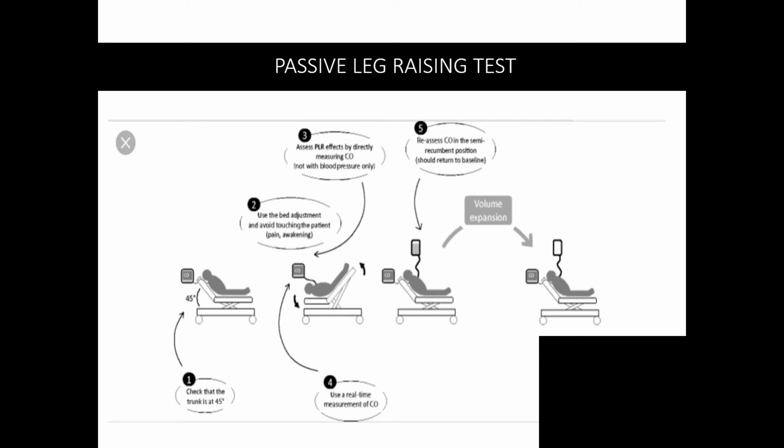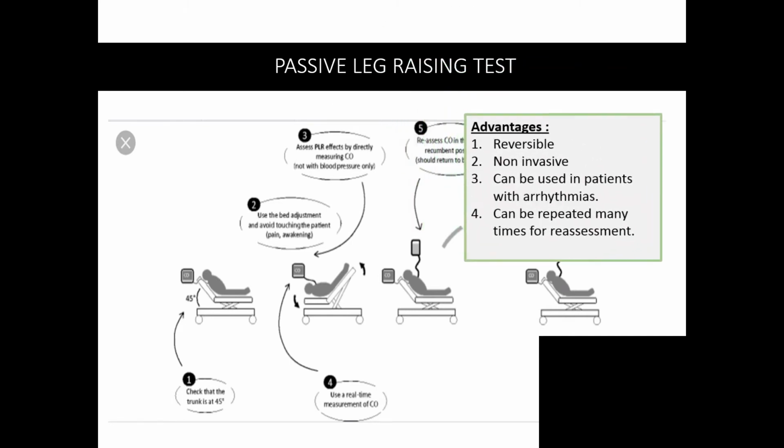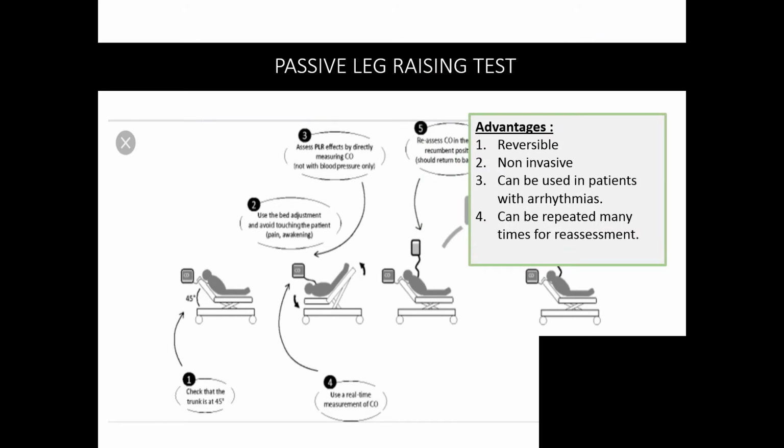It can be used with echocardiography or pulse contour analysis. Subsequently, reassess the cardiac output in the semi-recumbent position, and this should return to baseline. Advantages of this test: it is reversible, it is non-invasive, it can be used in patients with arrhythmias, and it can be repeated as many times as required for reassessment.